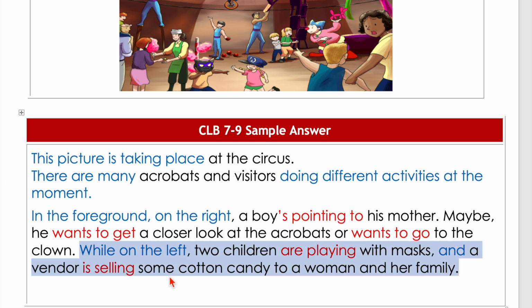And what's next? While on the left, that's a good connector. Keep a close eye on the connectors we use. This is very important also for 7s or higher. While on the left, 2 children are playing with masks right here. We can say masks and a hat. And a vendor is selling some cotton candy to a woman and her family right over here. I think that this is good. Again, for 7 or higher, we should have no problems with present continuous. That's what we're using for our main grammar.